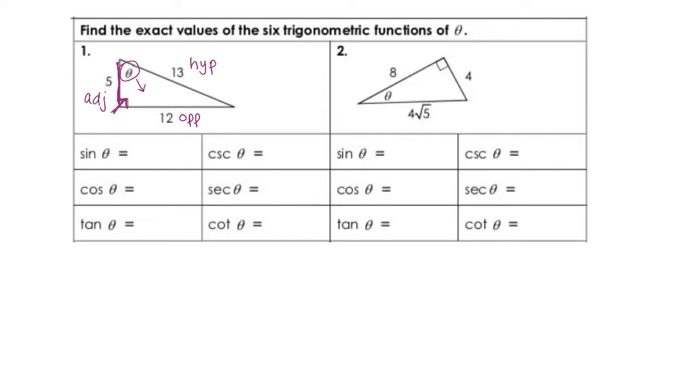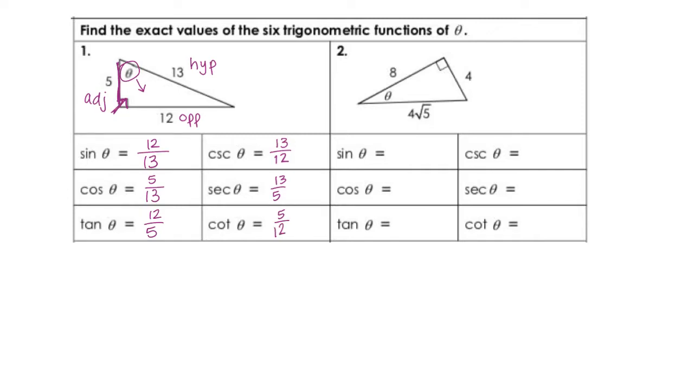Now sine, again, was opposite, so that's going to be 12 over hypotenuse, which is 13. Cosine would be 5 over 13. And tangent would be 12 over 5. For cosecant, we can look back at our original function and just do the reciprocal. So if sine is 12 over 13, cosecant is 13 over 12. Secant is 13 over 5. And cotangent is 5 over 12.